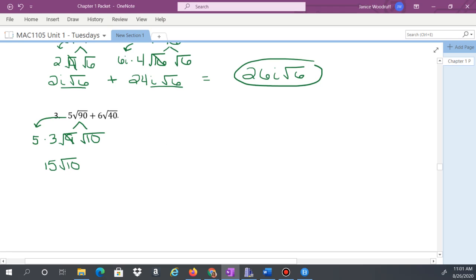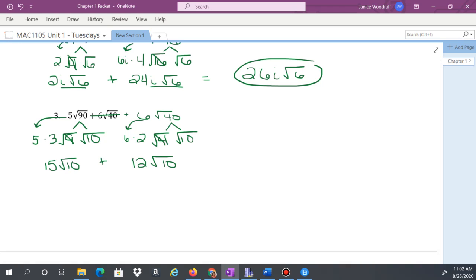And then 6 radical 40. I'm just going to move this over here so it's easier to see. I think that should be just 4 and 10 again. So 10 again, yep. 4 times 10. And then the square root of 4 is going to be 2. Bring the 6 down. 6 times 2 will give us a 12 radical 10. Okay, then I'm going to add these together. So 15 plus 12 is going to give me a 27 radical 10.